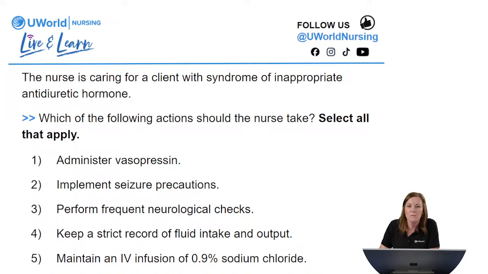Option two, implement seizure precautions. Correct. We definitely want to do this. Again, our brain is blah. We need to protect our brain, or we need to protect our client from any abnormal brain activity. Option three, same idea. Our brain is blah. We need to perform frequent neurological checks. We need to make sure that we're not having anything adverse happen or heading in the wrong direction.